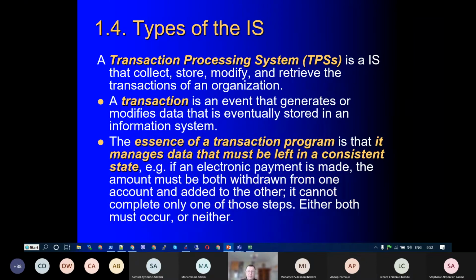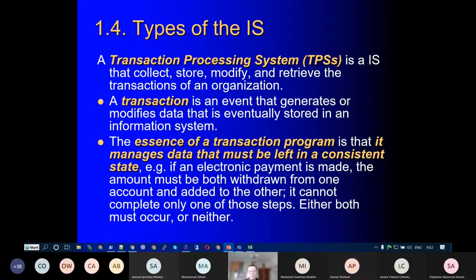So as I already said, TPS is an information system that collects, stores, modifies, and retrieves the transactions of an organization. Under this point, we have to understand that most of the time when we speak about a transaction, users understand money transfer, bank transfer. But transaction has a much broader sense. It's anything that generates or modifies data that's eventually stored in the information system. And the essence of a transaction program is that it manages data and it must be left in a consistent state.